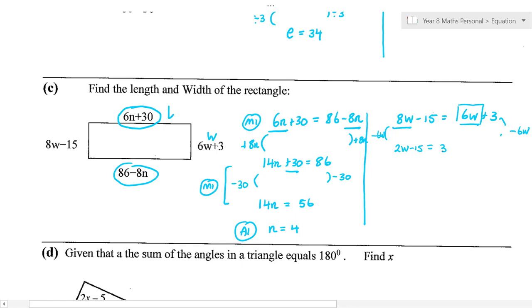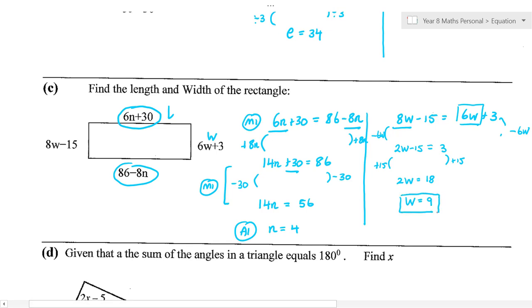Now we need to add 15 to both sides, like so, which gives us 2w is equal to 18, and you guessed it, w is equal to 9. I know that in that last step you could guess and check 2 times something is 18. I'm happy for you to just write the answer, okay?